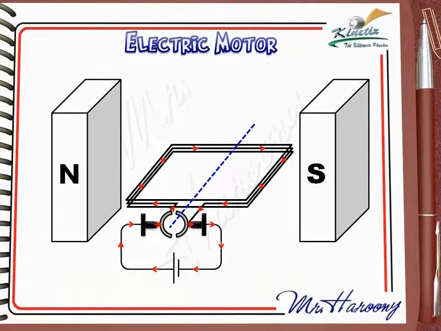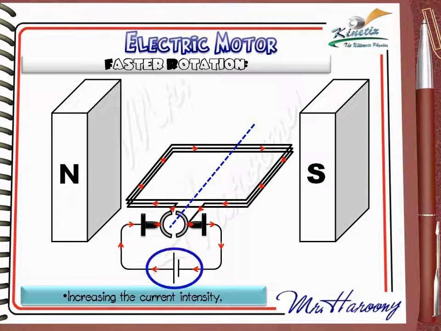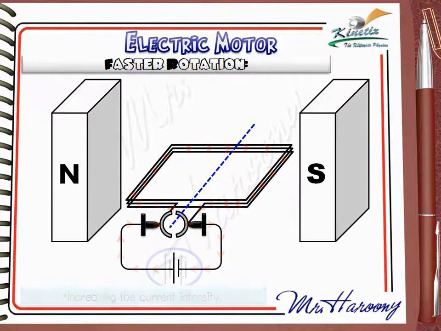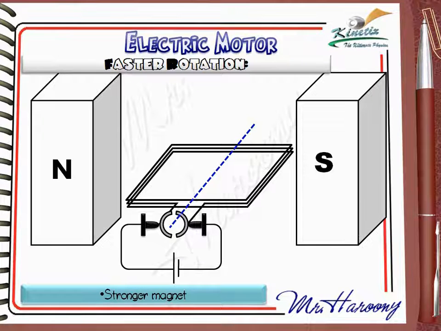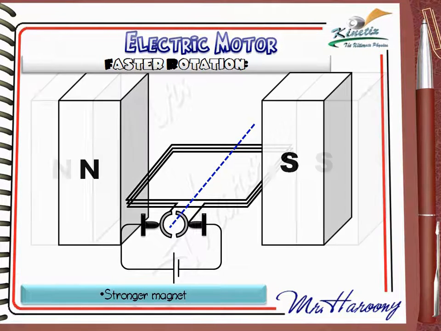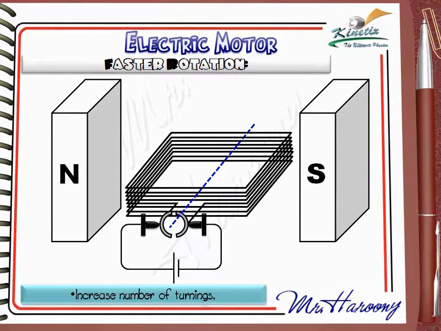Many changes can cause the coil to rotate faster. First, we can use a stronger battery or use more cells to increase the current in the coil. Actually, any means of increasing the current will cause faster rotation, like using wires of lower resistance. We can also increase the strength of the magnetic field by using a stronger magnet, for example. Any other method of increasing the magnetic field strength, like moving the poles closer to each other, will have the same effect. Sometimes increasing the number of turnings of the coil is used to increase the rotation speed.